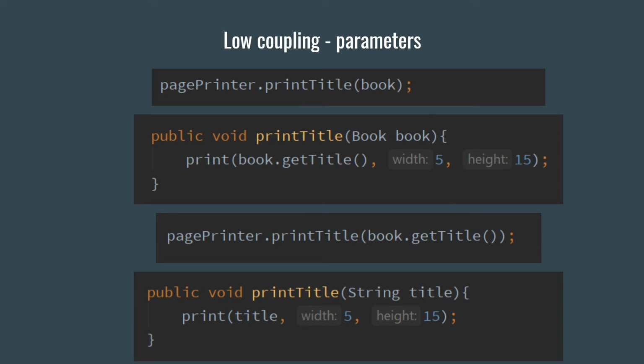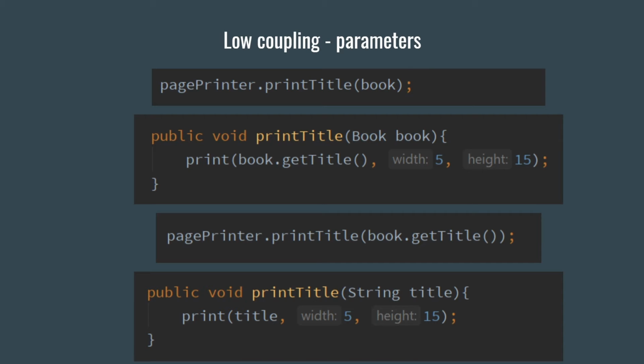The fewer objects PagePrinter knows about, the lower its coupling is to your system. The lower its coupling, the better. The lower the coupling, the easier it is to maintain it. The lower the coupling, the more reusable it is. Sending the entire book object makes it less reusable.